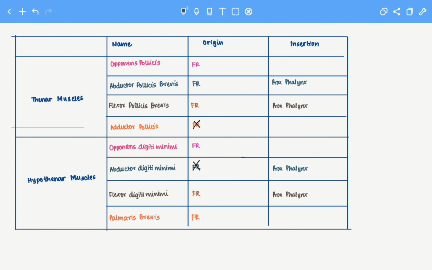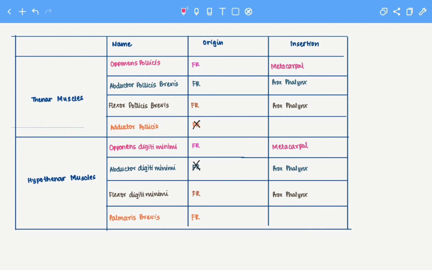Now, since opponents means opposing, and the opponents oppose everything, they will have a common insertion point, but it will differ from the abductor and flexor muscles. So the opponents will insert on the metacarpal. The flexor and the abductor will insert at the proximal phalanx, while the opponents will insert at the metacarpal.